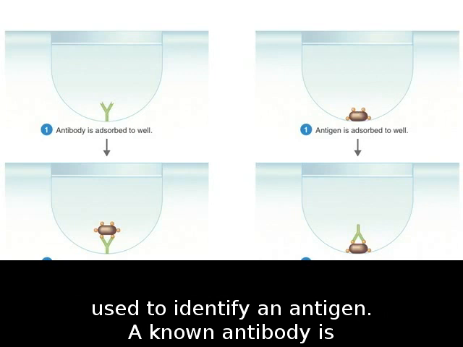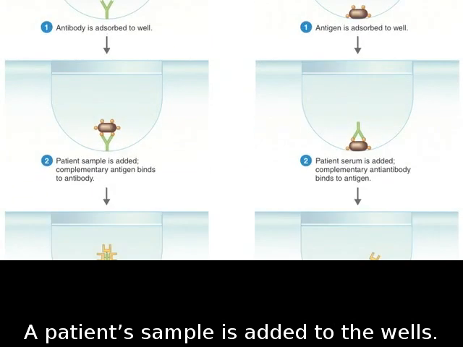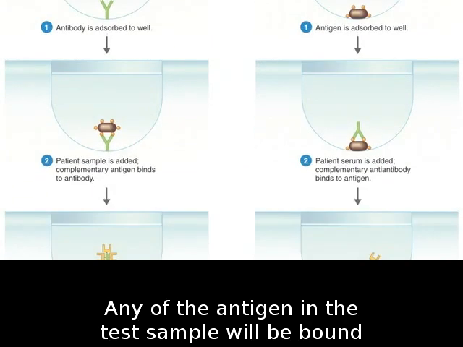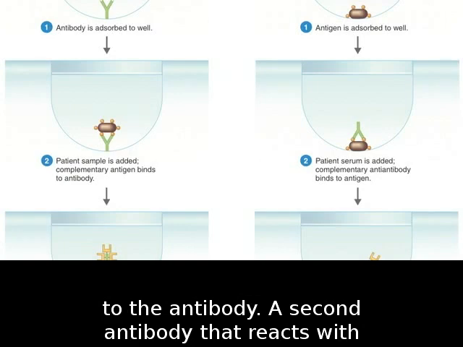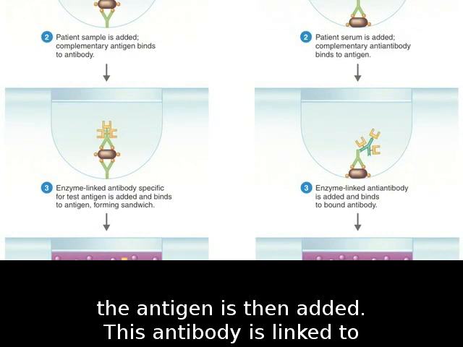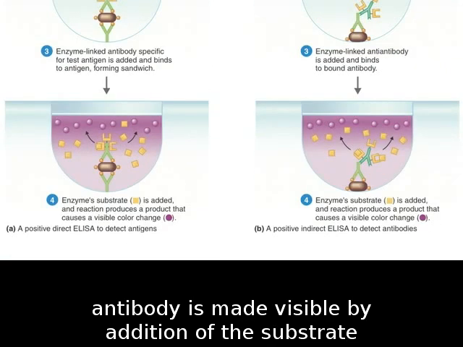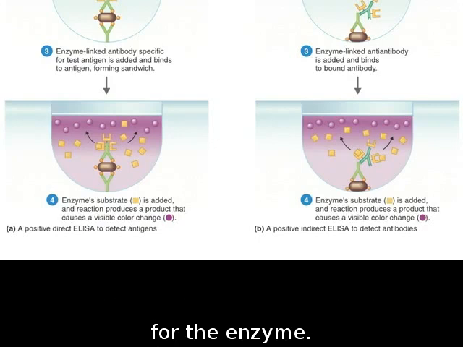A known antibody is absorbed to the wells in a microtiter plate. A patient's sample is added to the wells. Any of the antigen in the test sample will be bound to the antibody. A second antibody that reacts with the antigen is then added. This antibody is linked to an enzyme. The reaction between the antigen and antibody is made visible by the addition of the substrate for the enzyme.